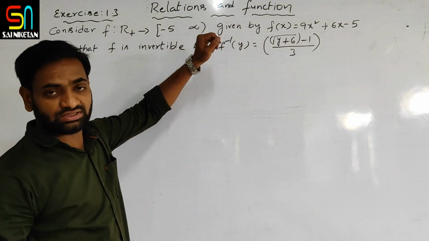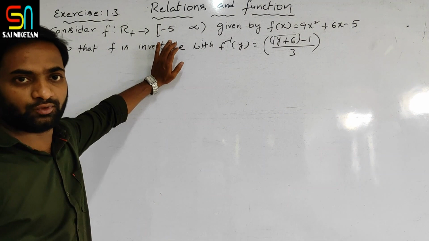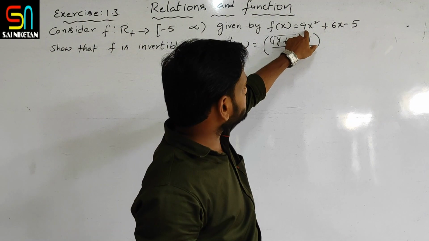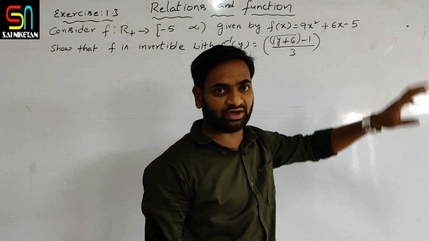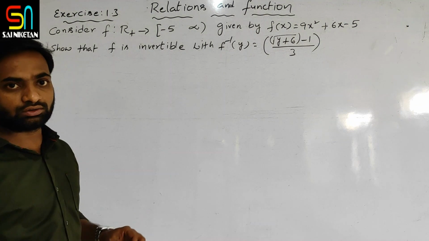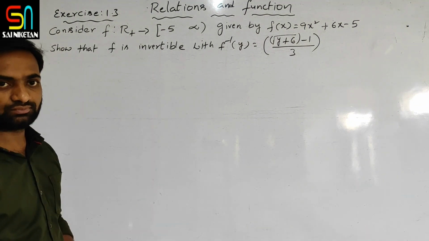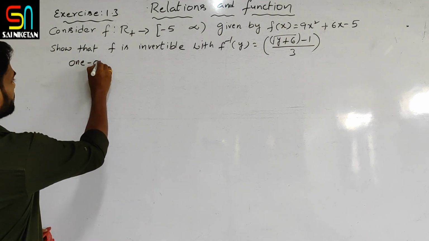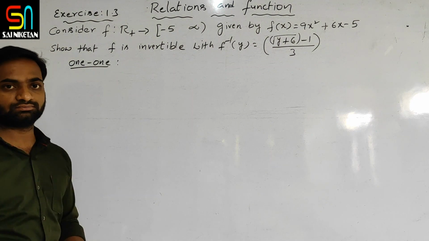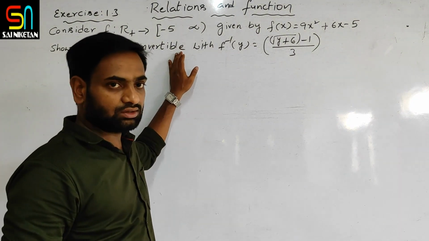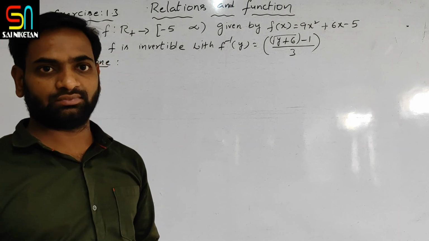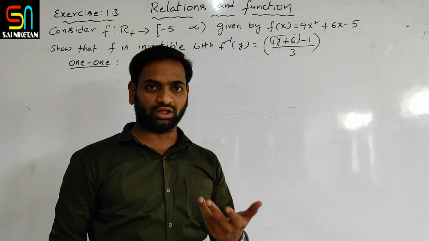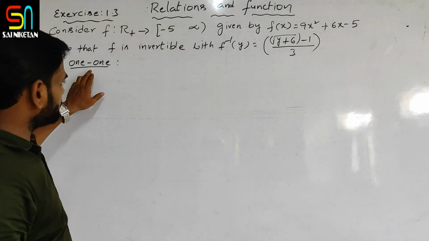Coming to the next problem, and this is the most important problem. When the given function is f of x equal to 9x square plus 6x minus 5, we have to show that the function is invertible. So, as usual, first I am checking 1-1. Why am I checking 1-1? To show invertible, we have to show that the function is bijective. How to show it is bijective? The function should be both 1-1 and onto. That's why I am checking.